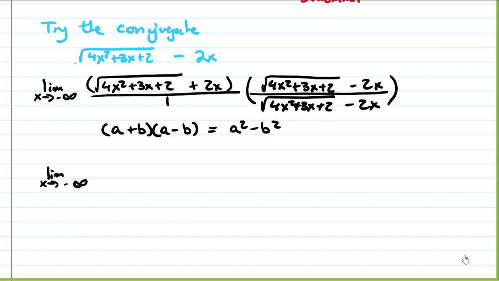So our a in this case is going to be this, and our b in this case is going to be 2x. So if we use that in our formula here, we can avoid a lot of the busy work. So we're going to get a squared, so that's just going to be 4x squared plus 3x plus 2, because if you square a square root, what happens? They undo each other, and we get what again?